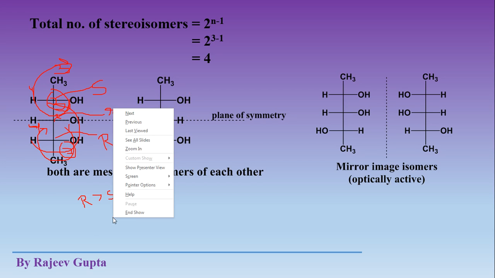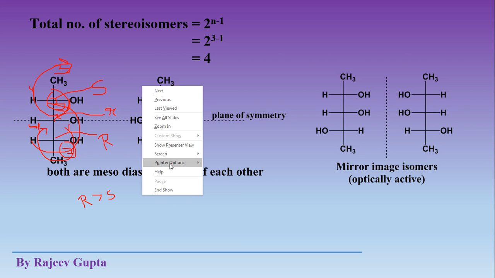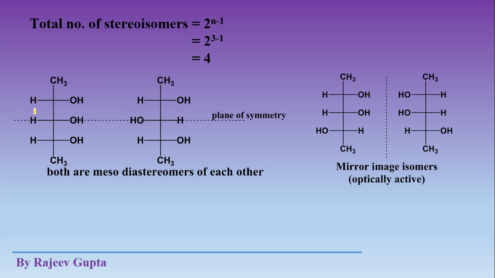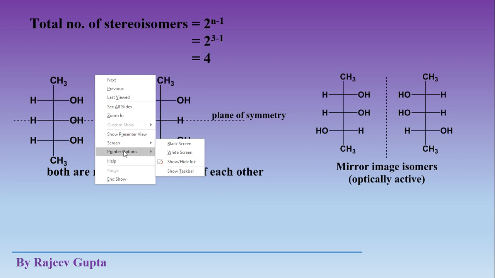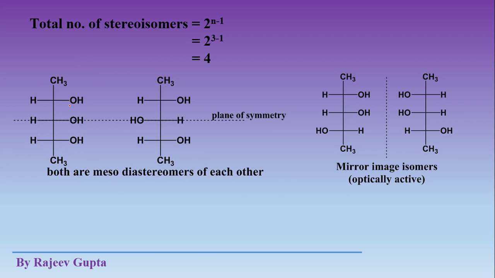I'll repeat this again. See, it is easy. This is 1, this is fourth, this is second, and this is third. Now 1 to 2 and 2 to 3. Now it is clockwise, so it should be R, but the fourth number is present on this horizontal line, so it is S. So it is R.